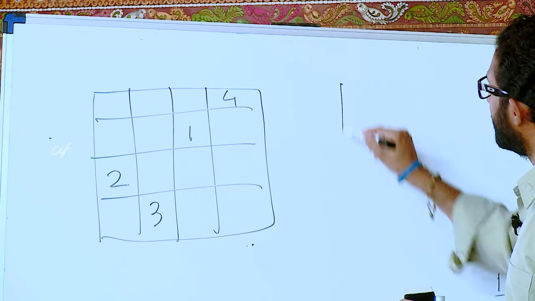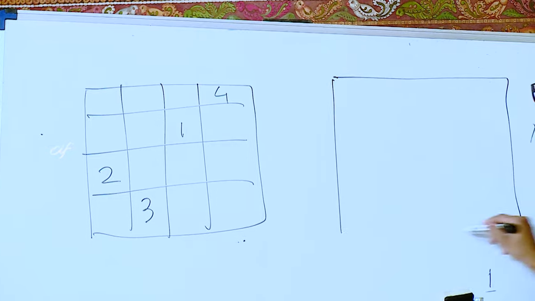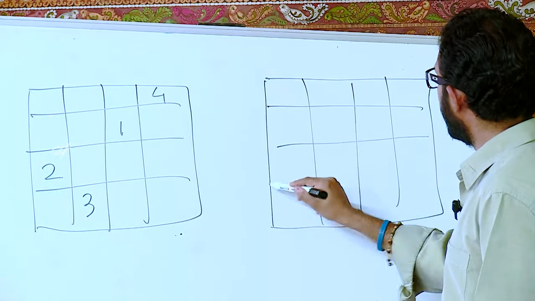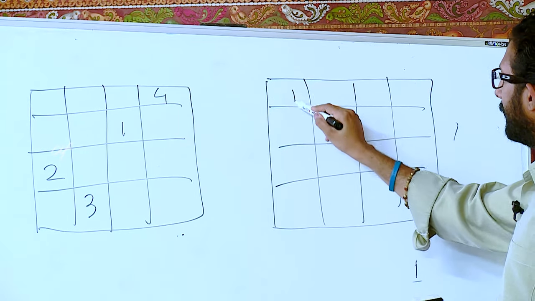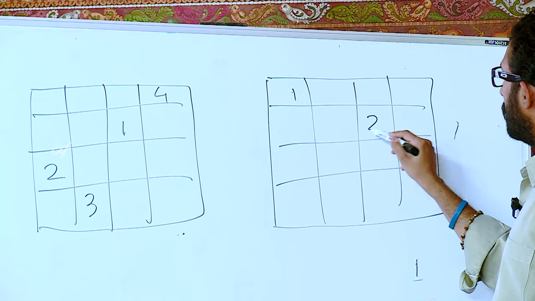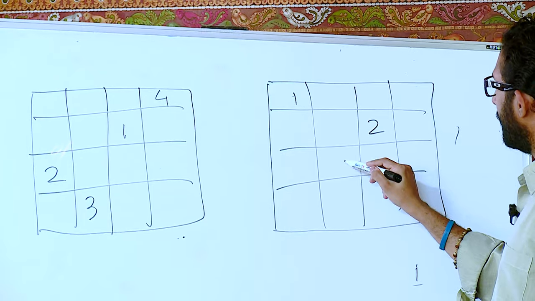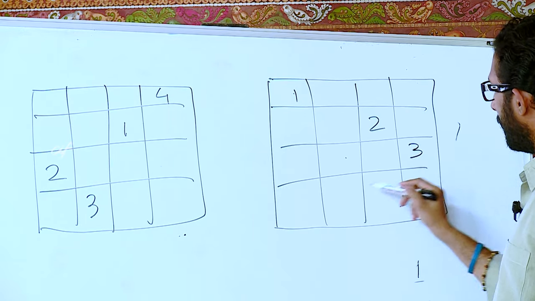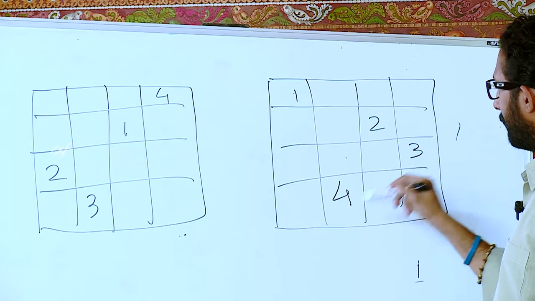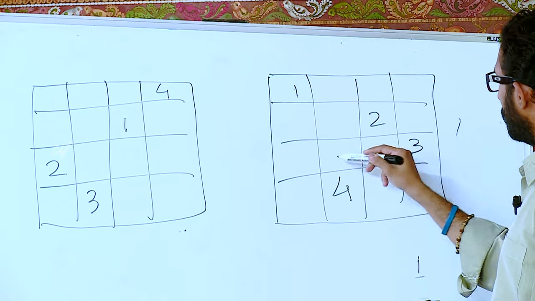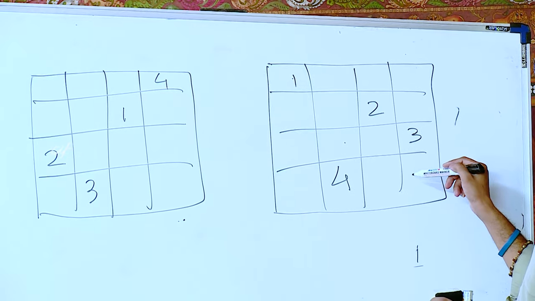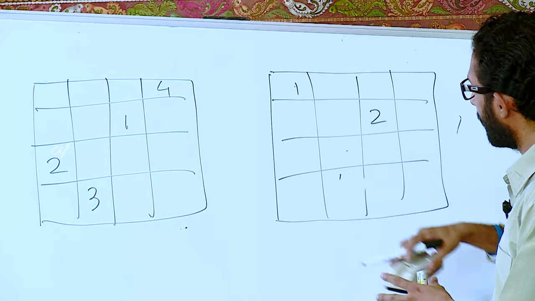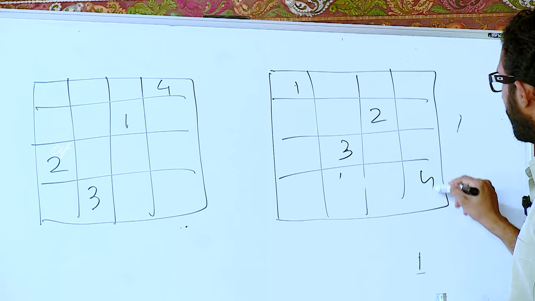So if we start from some other cell, we start from here. So 1, 2, come diagonally or here also 3 and 4. 1, 2, 3, 4. Or it can be 1, 2, 3, 4.